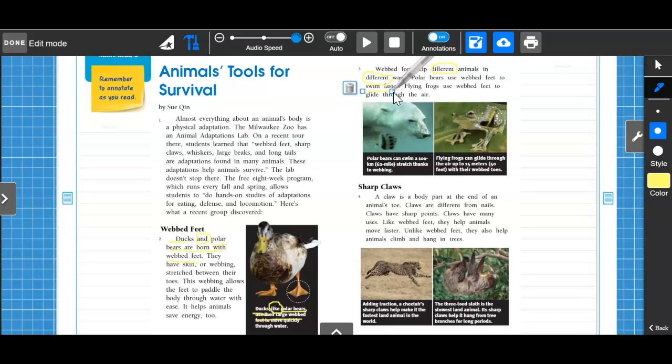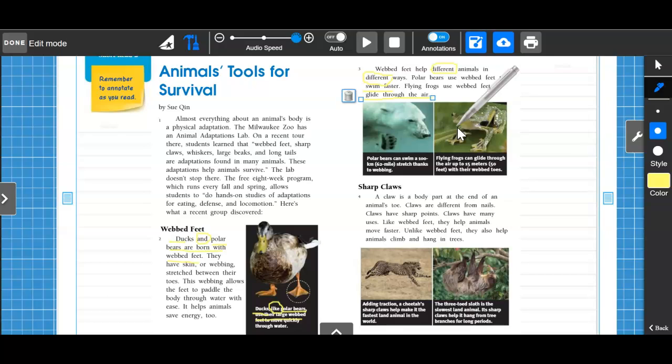And how do frogs use their webbed feet? They use it to glide through the air, that's right. So in this paragraph, it says that they're different even though they have something similar. So paragraph 2 says that ducks and polar bears are alike because they both have webbed feet. Paragraph number 3 shows how animals use their webbed feet, but differently. That's compare and contrast.